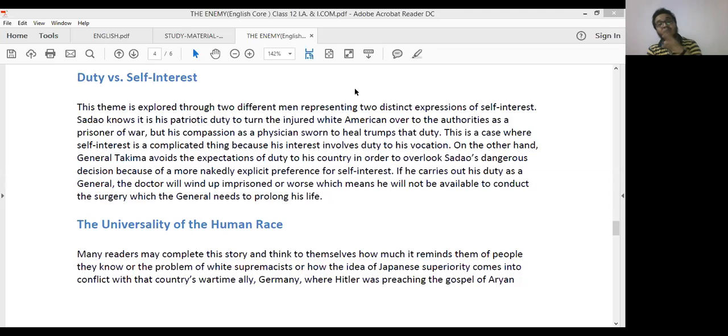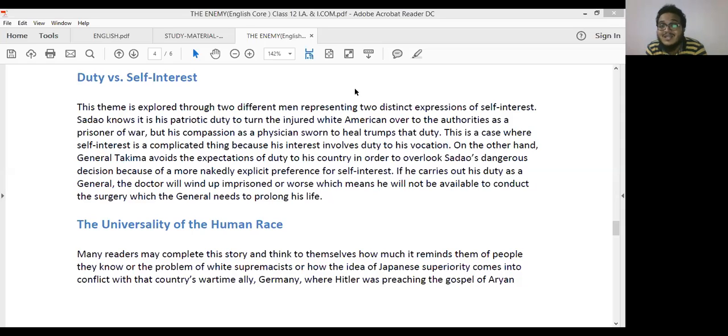Okay, what we were talking about, General Takima. On the other hand, General Takima avoided the expectation of duty to his country in order to overlook Sadao's dangerous decision. We have seen that he's assuring him that he'll be helping, but here we saw that he was busy avoiding the expectation of duty towards his country in order to overlook Sadao's danger. Sadao's danger means Sadao was in danger.